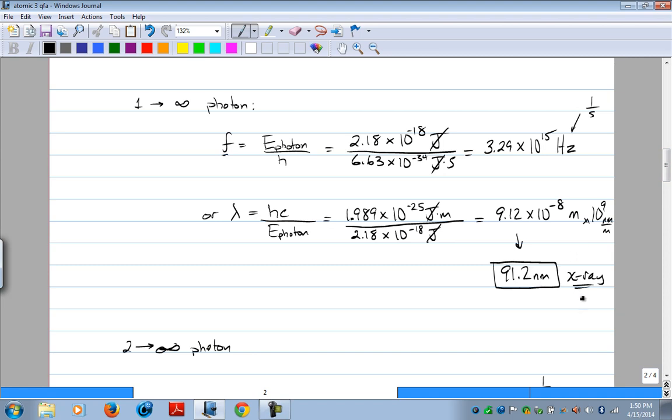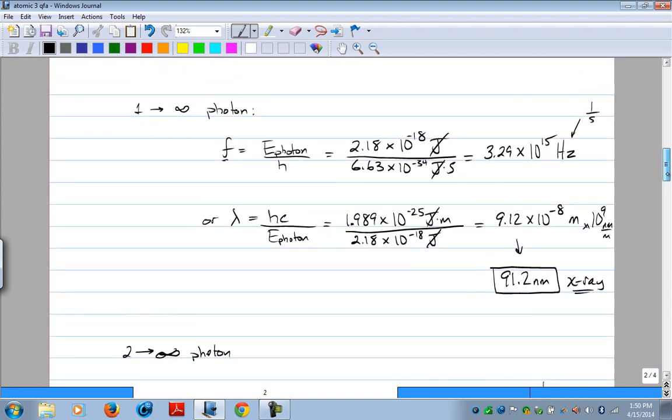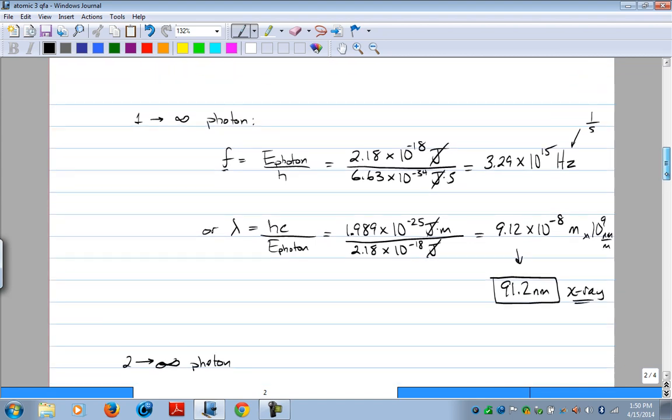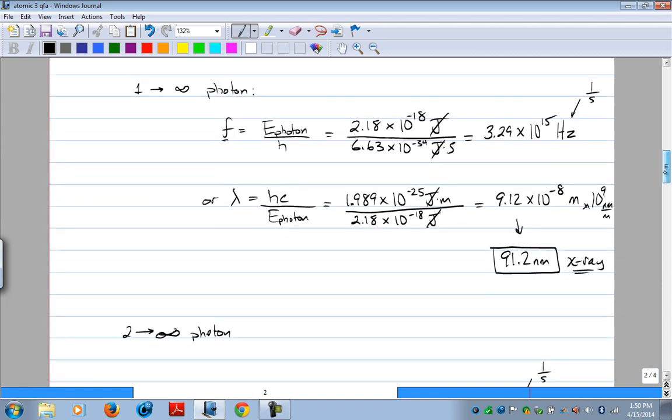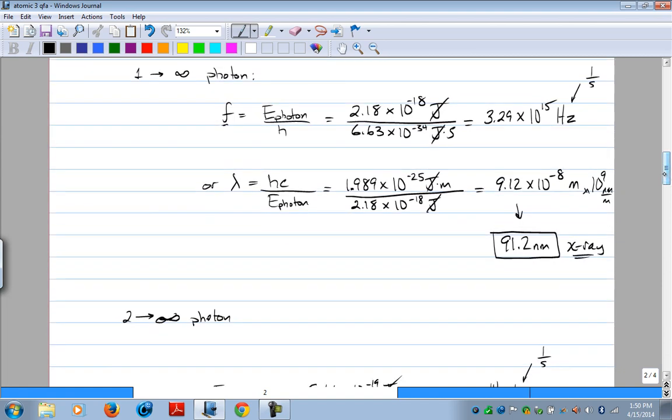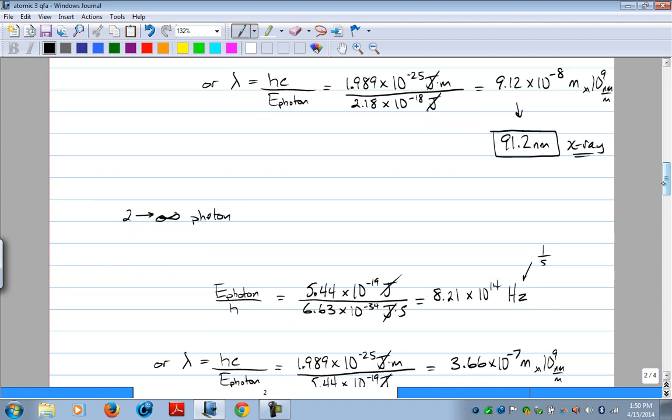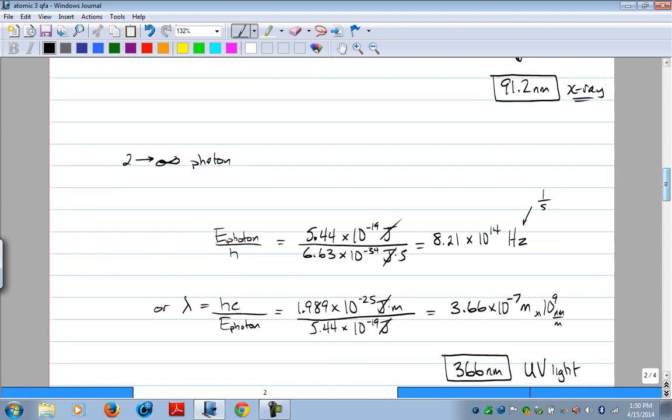91.2 nanometers, which falls in the X-ray region. Remember, 400 is the minimum visible wavelength of light, and then it goes to ultraviolet and then into the X-ray region. For the photon that knocked the electron from the second principal energy level out of the atom, it's a lower energy photon, 5.44 times 10 to the minus 19 joules per photon.